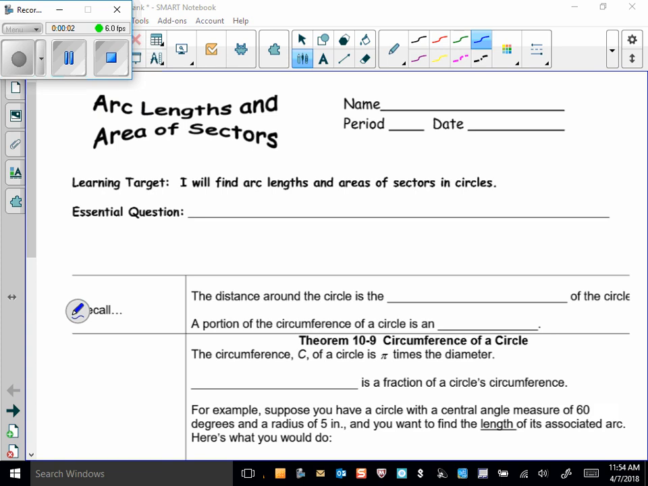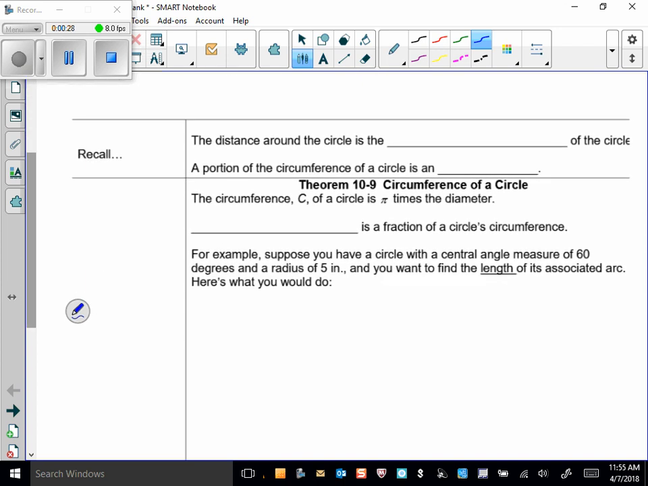If you remember, in the last unit, we learned how to find the measures of arcs because the measure of an arc was the same measure as the measure of the central angle that intercepted it, or various other things that we learned. So what we're going to learn today is how to find the length of an arc versus the measure of the arc, which we already know, and area of sectors.